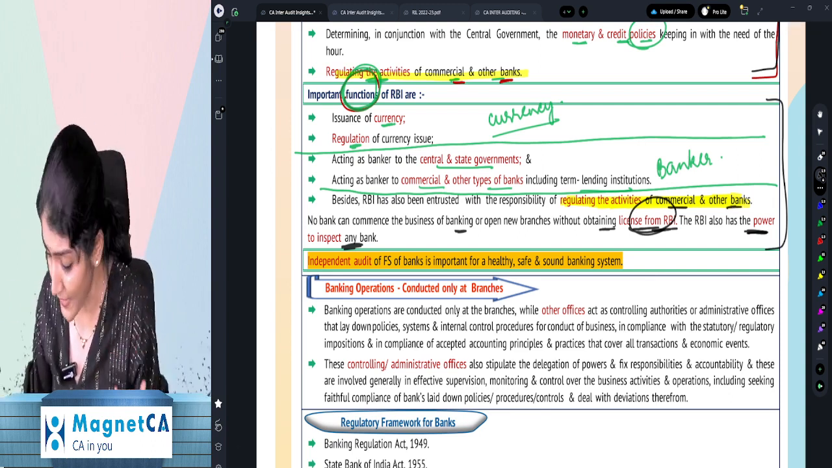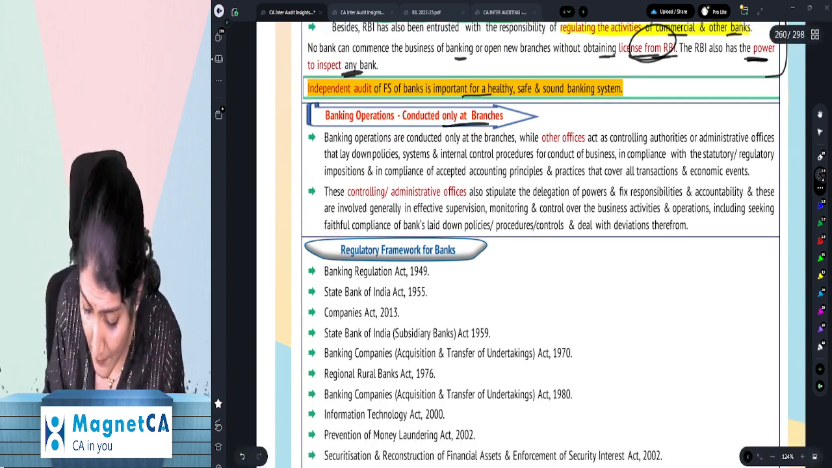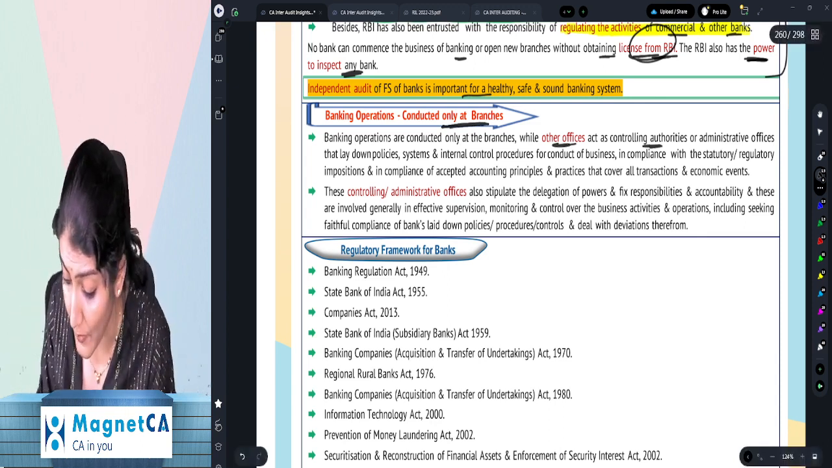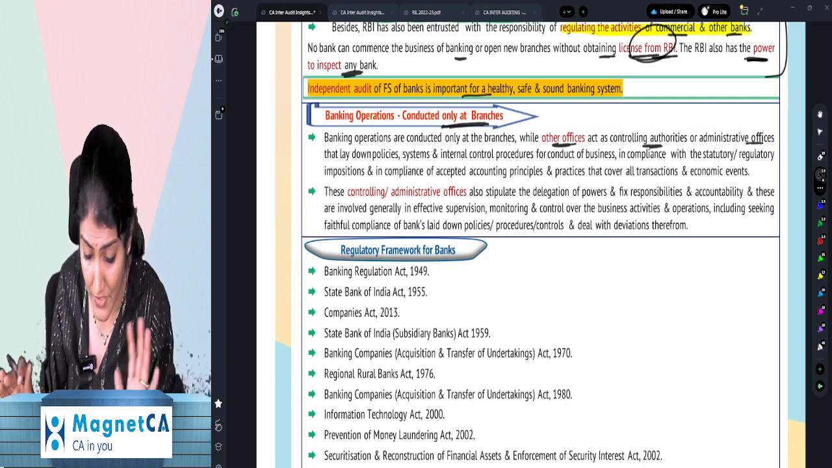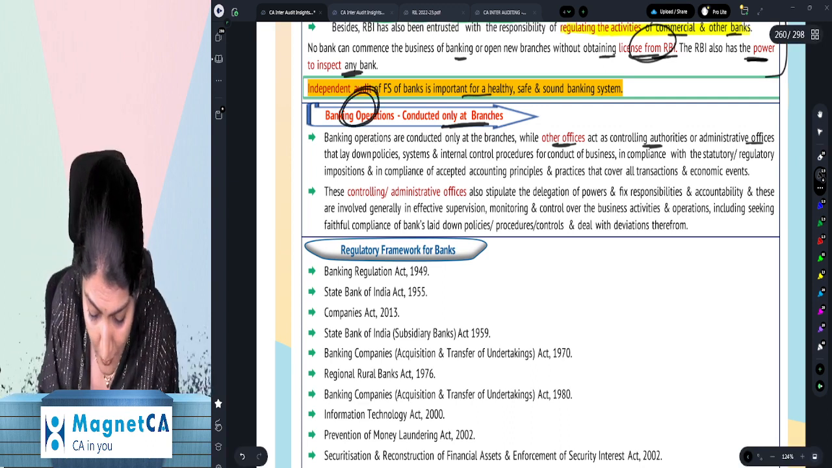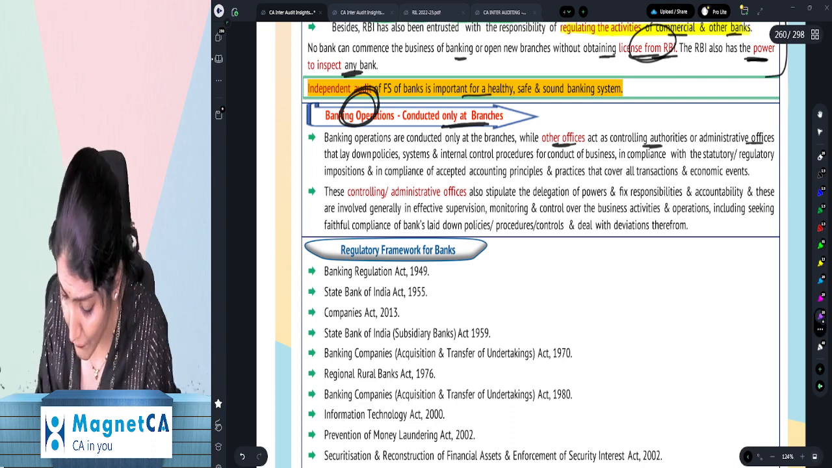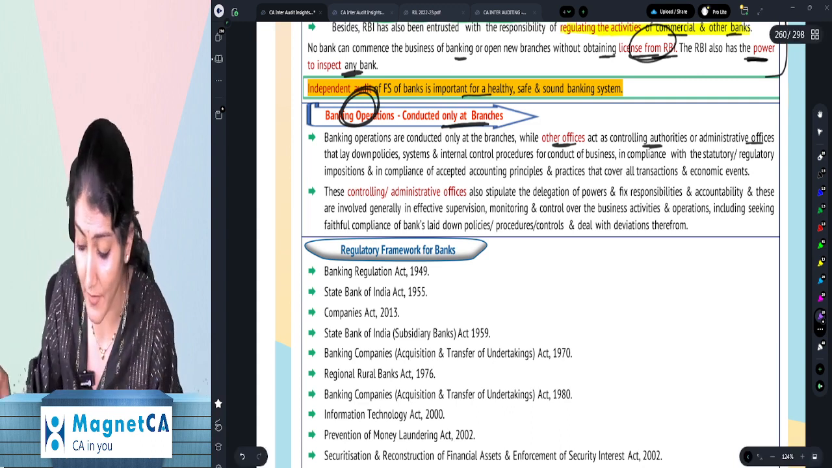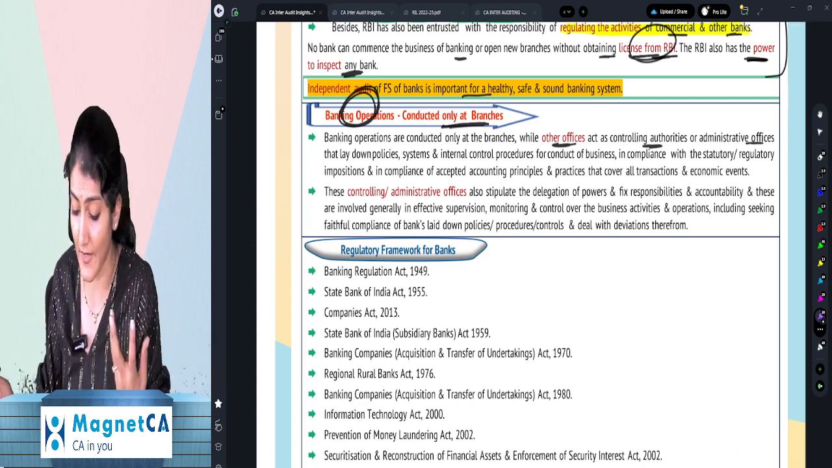Right, and then after that, independent audit of the financial statements of a bank is required. Obviously, banking operations can be conducted only at the branches of the bank. If the bank has some other offices, like controlling authorities or administrative offices that lay down policy, systems and internal control procedures, banking operations cannot be conducted at those offices. These controlling administrative offices also stipulate the delegation of power and fixed responsibility and accountability. And these are generally involved in effective supervision, monitoring, control over the business, including seeking faithful compliance of the bank's laid down policy procedures and dealing with deviation.